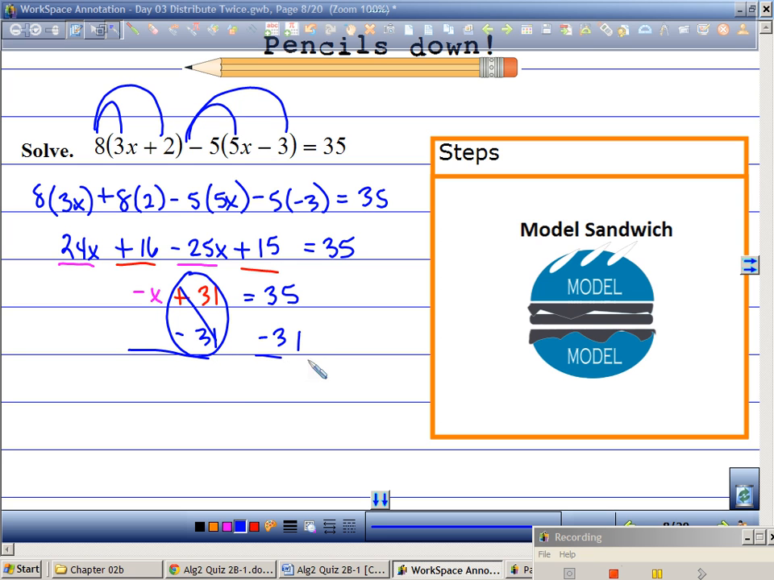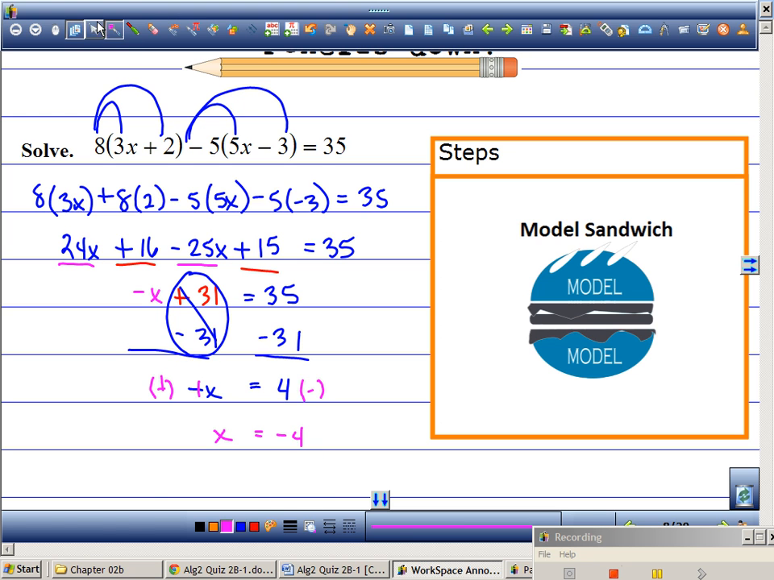That goes away, and I'm left with negative x equals positive 4. Then I'm just going to multiply both sides by a negative to get rid of this negative right here. So x equals negative 4. Here are my steps.